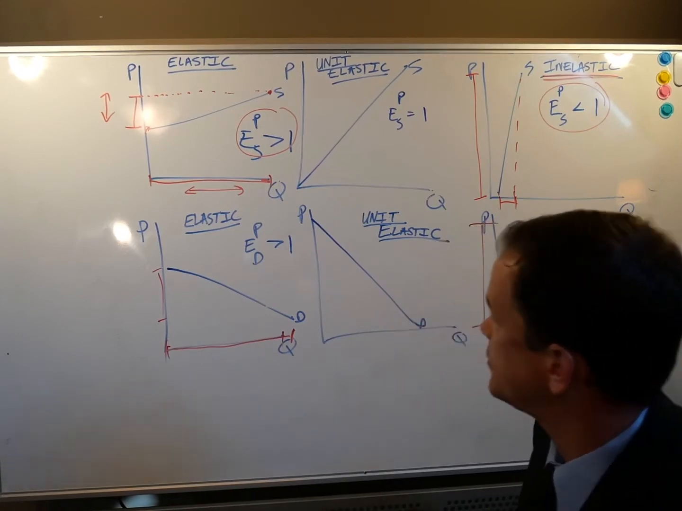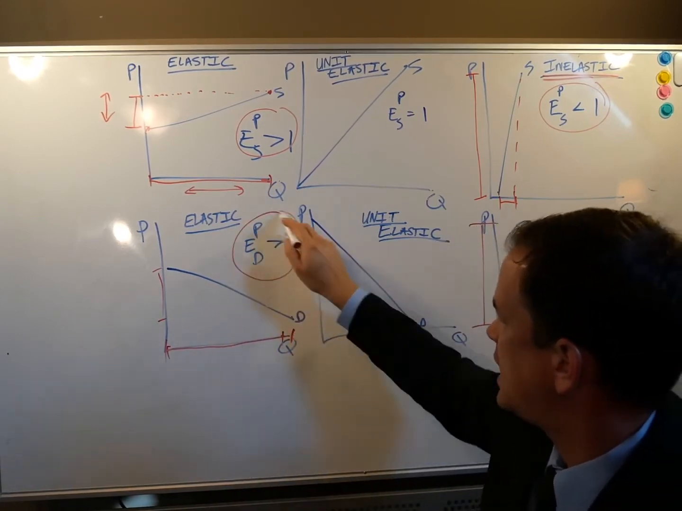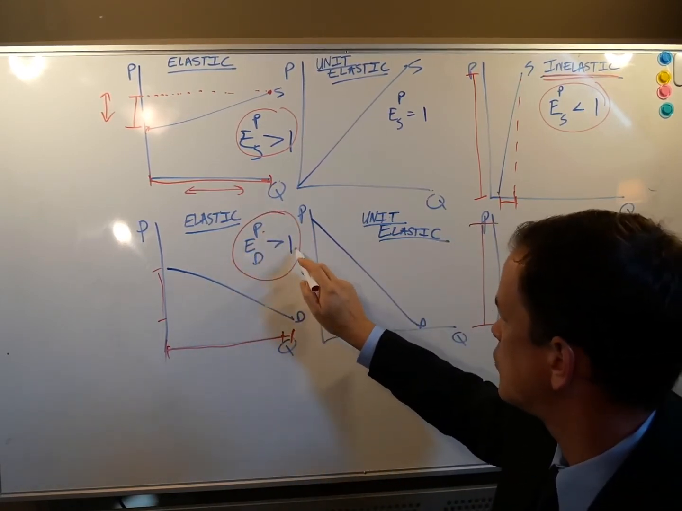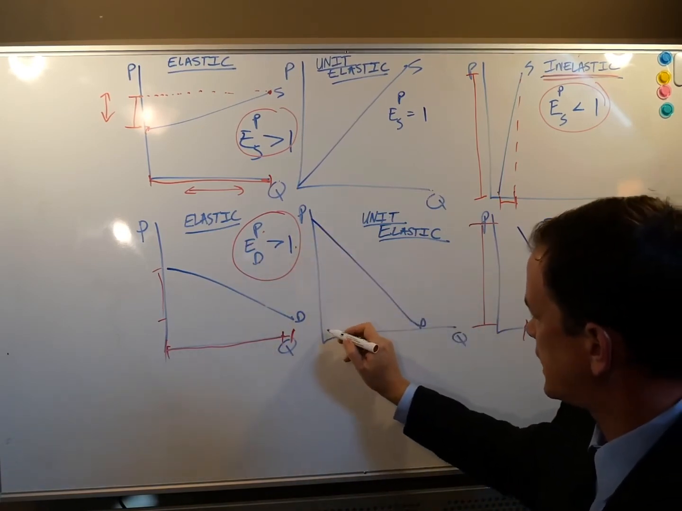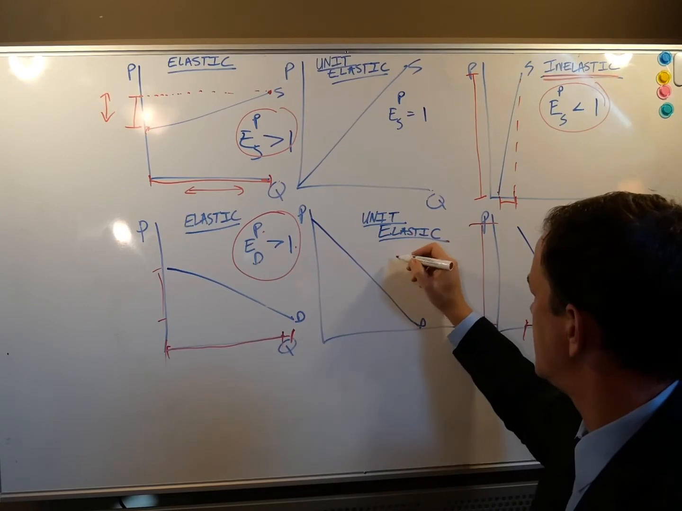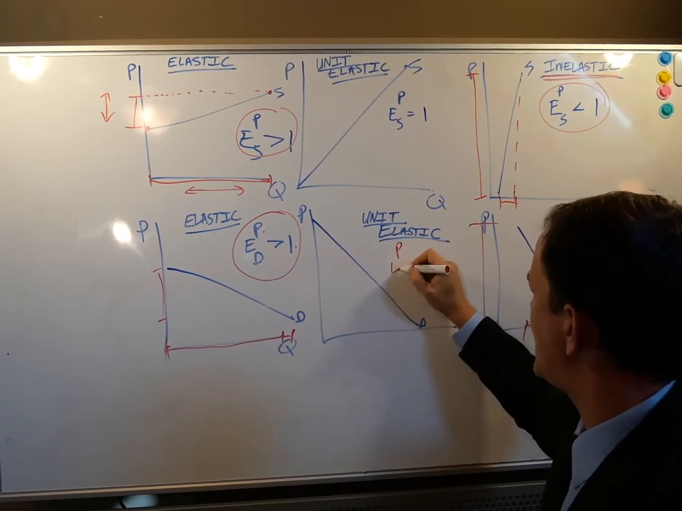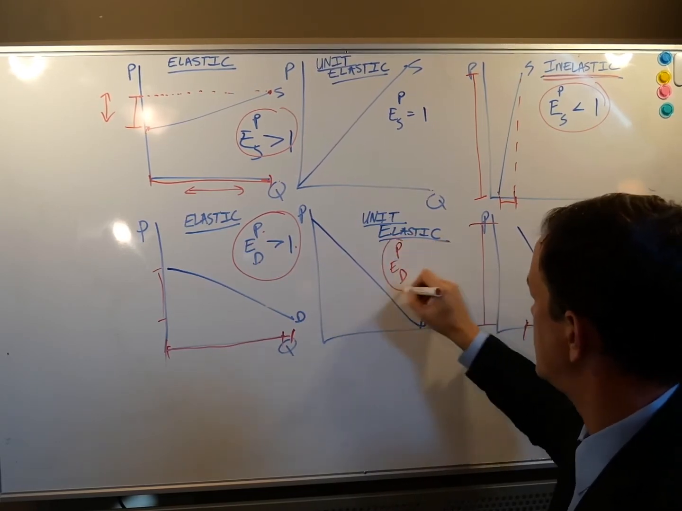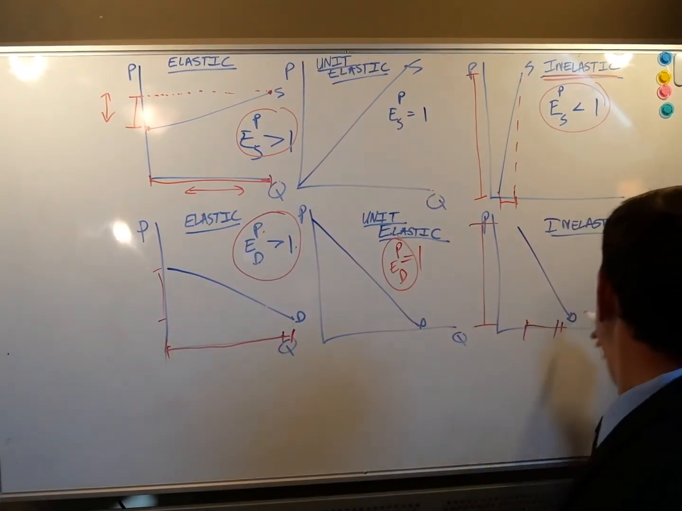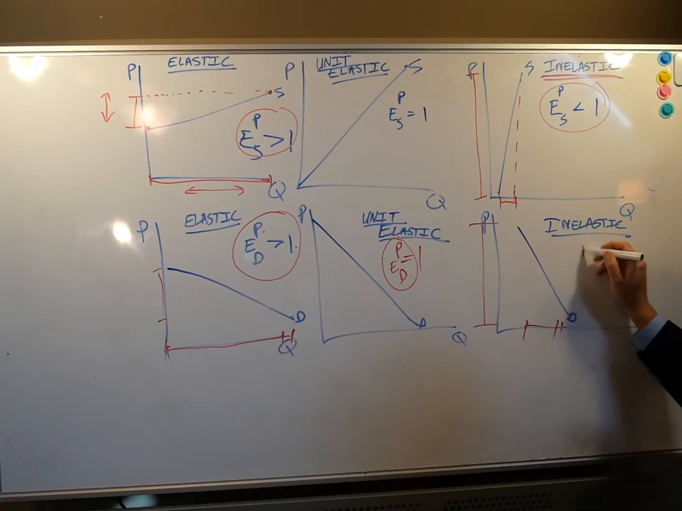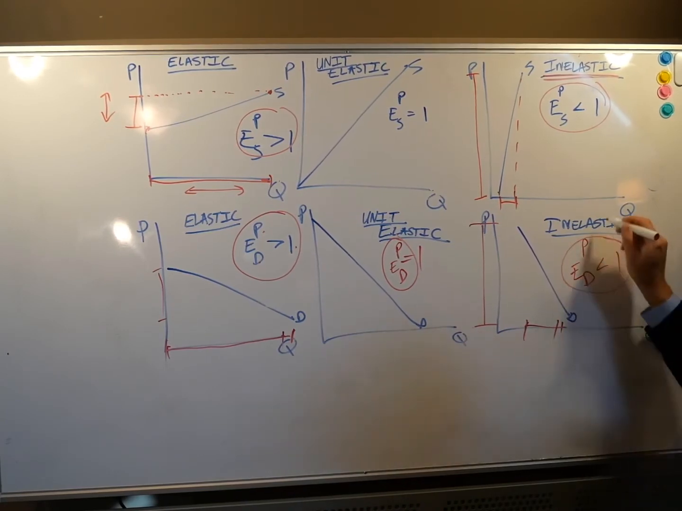All right, so that's an elastic, suggests that the price elasticity of demand is greater than 1. This is a unit elastic. You got like a 90-degree here and 45s. All right, so you got price elasticity of demand, and up here is price elasticity of supply, equal to 1. And here you've got a price elasticity of demand less than 1, so it's inelastic.